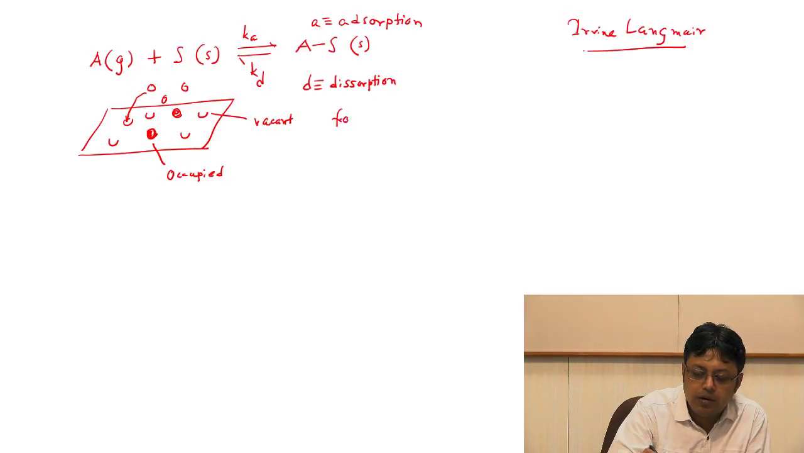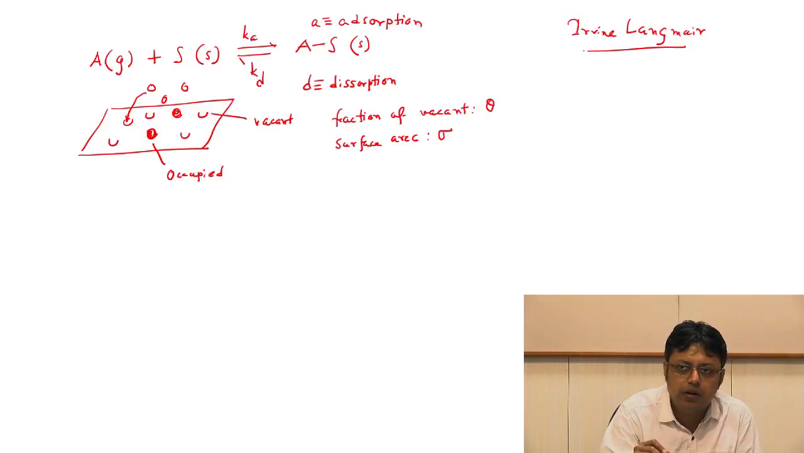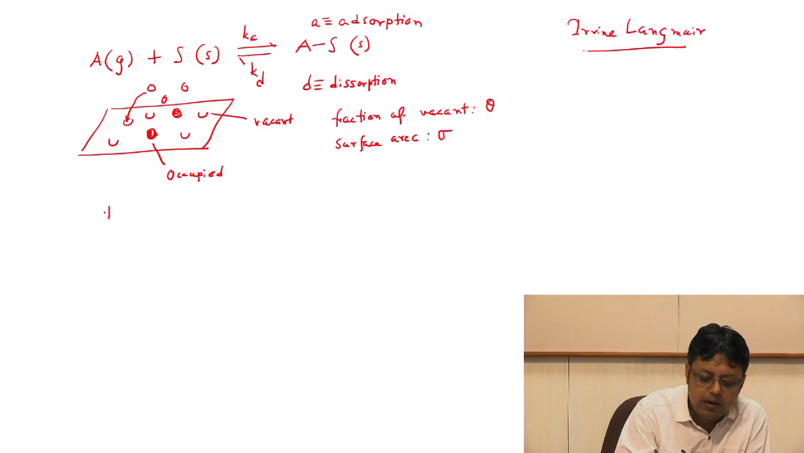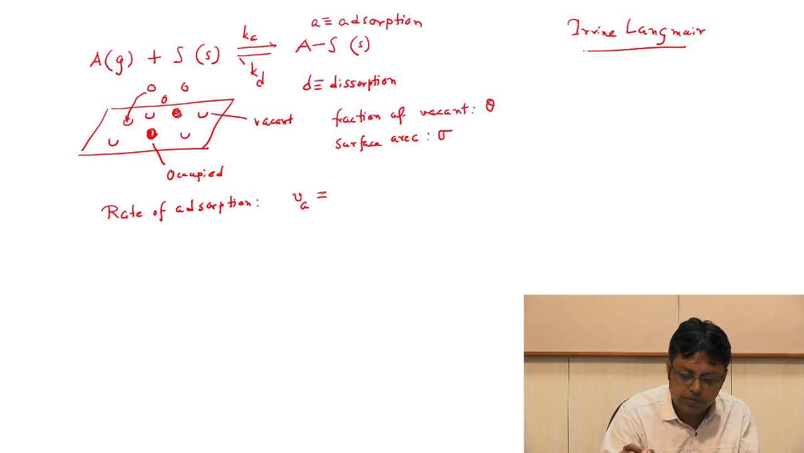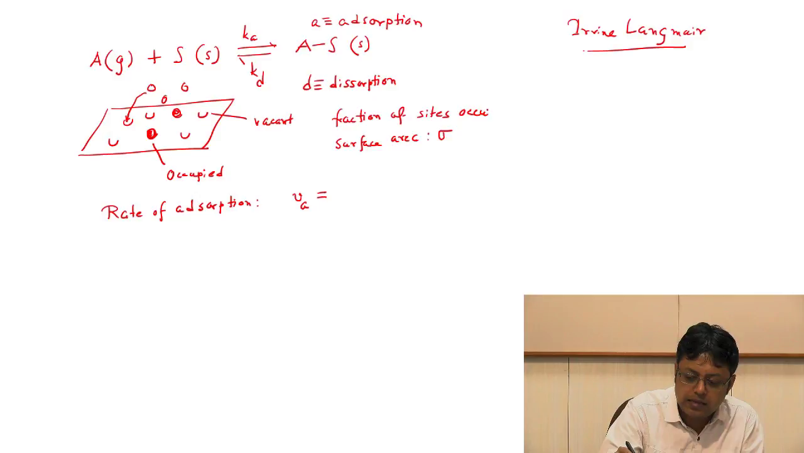So let us consider the fraction of free or vacant sites, say, I'm calling it theta. And also consider that the surface area is, just take a notation, let's call it sigma. Usually we use sigma for surfaces. Now what Langmuir said, the rate of adsorption, which is the forward process, if I call it V_A, will be proportional to how many sites are vacant. So instead of writing theta as vacant, I can write it as the fraction of sites occupied, theta.